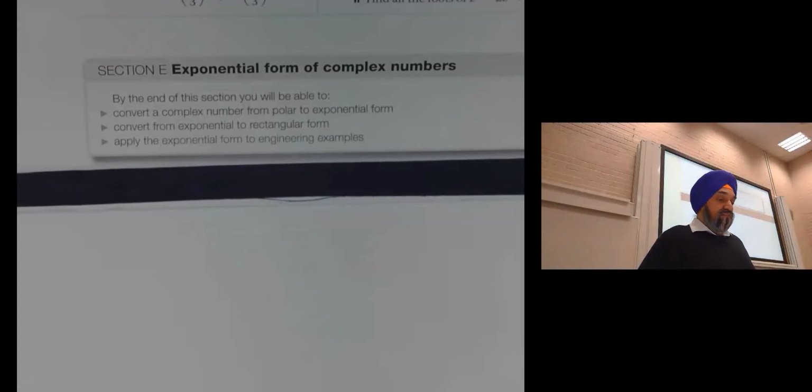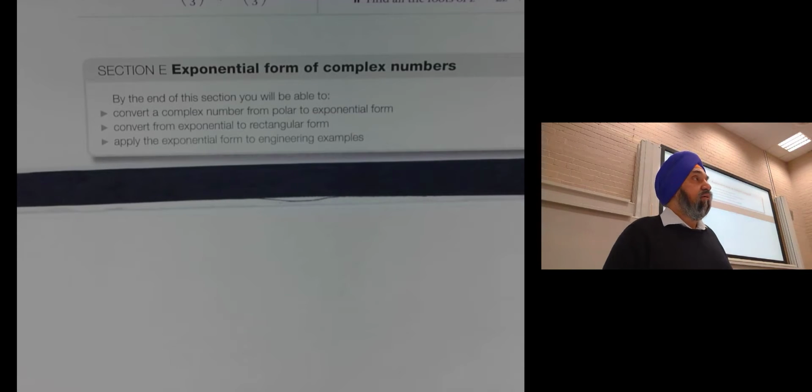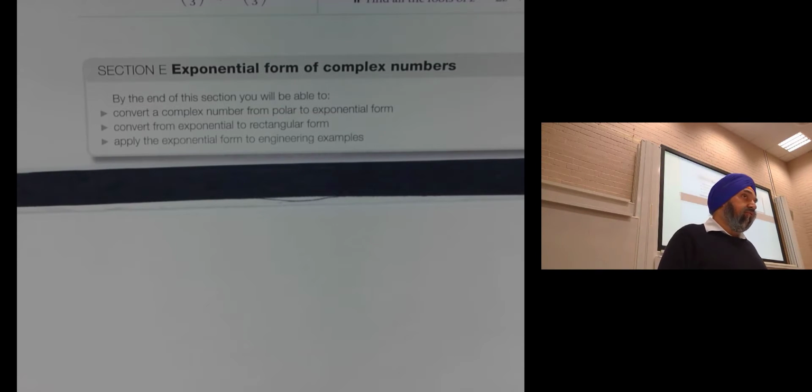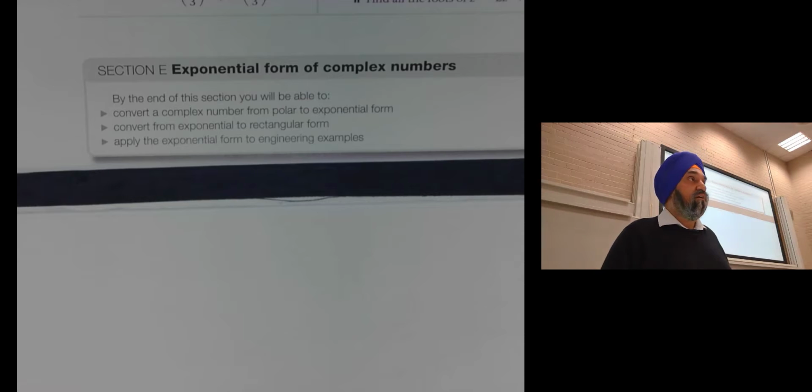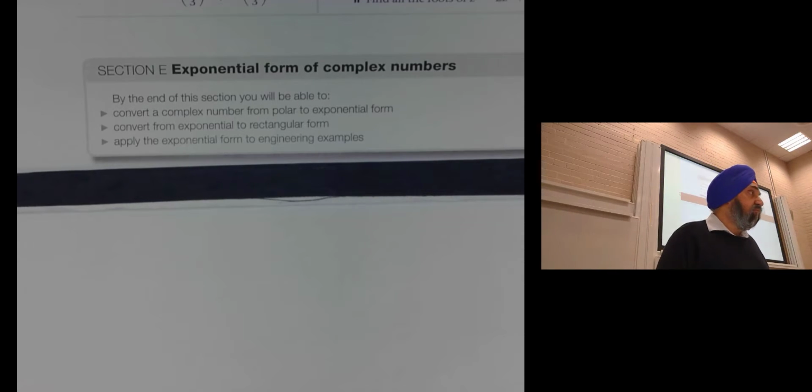Okay, let's make a start. Let's have a look at exponential form. We've done rectangular form of complex numbers, then we did the polar form. Remember, in order to use De Moivre's theorem, we have to have it in polar form.